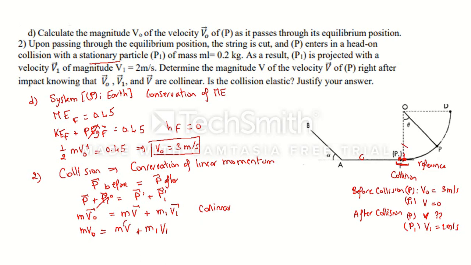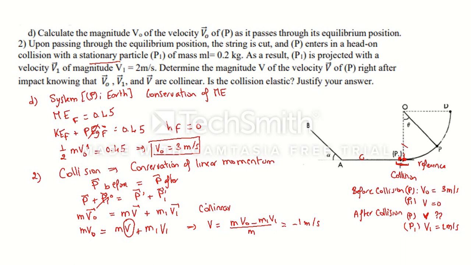And the question is to find this unknown here. So I can continue with the calculation. V will be equal to mv0 minus m1 v1, over small m, which equals minus 1 meter per second.